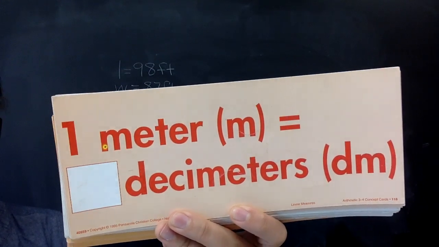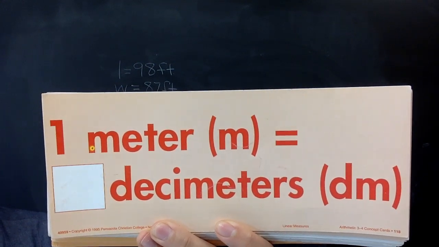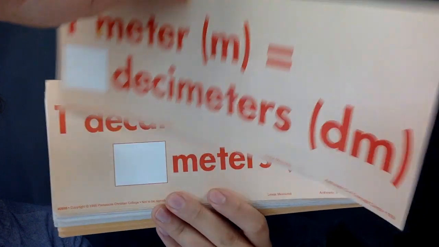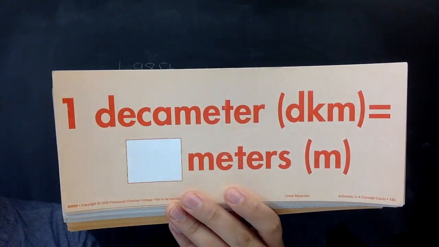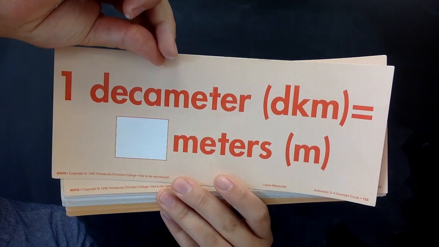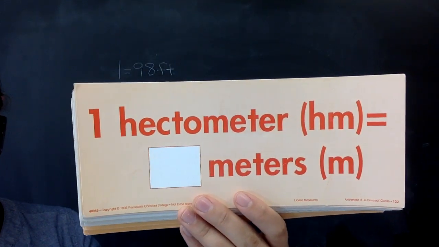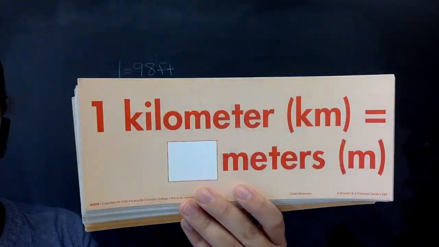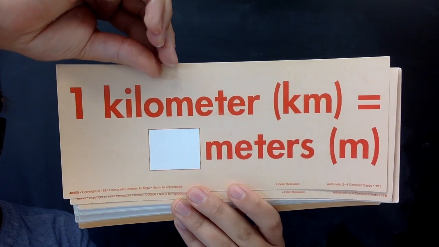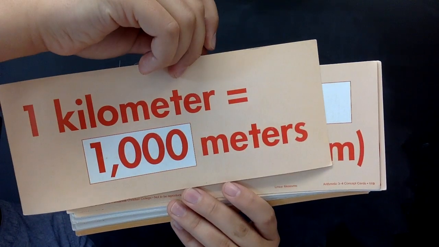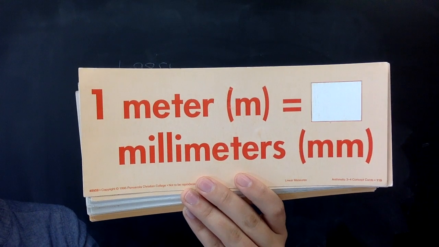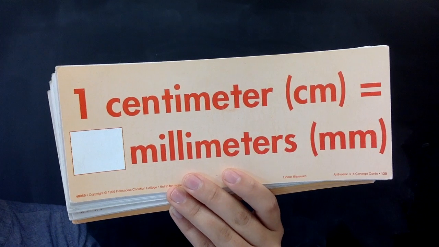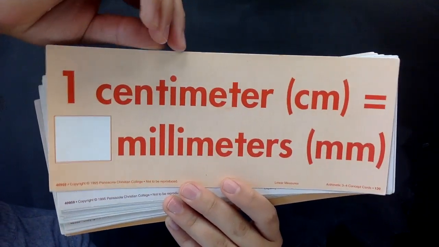1 meter equals how many decimeters? Now see how many of these you can get correct. This is your last day to do them for this year. So 1 meter equals how many decimeters? 10. 1 decameter equals how many meters? 10. 1 hectometer equals how many meters? 100. 1 kilometer equals how many meters? 1,000. 1 meter equals how many millimeters? 1,000. 1 centimeter equals how many millimeters?